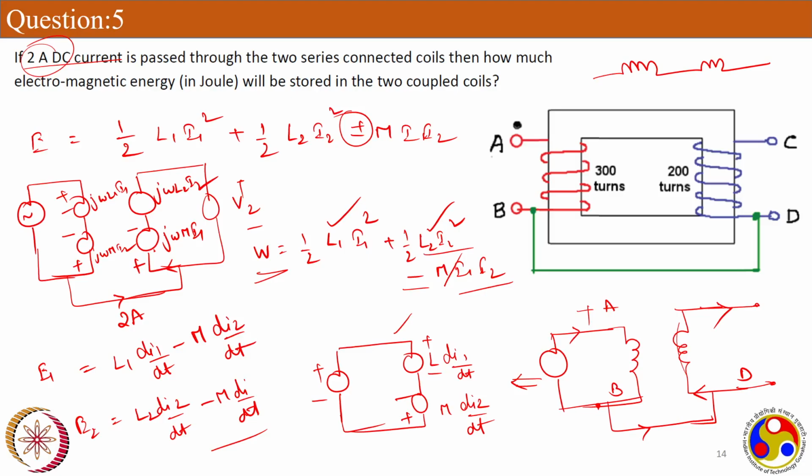In the calculation of the energy, sir, the M I1 I2 comes from the time varying effects. Both L1 di1 by dt and M di2 by dt come from time varying effects only. Now they are series connected, and the current flowing is DC current. So there is no mutual coupling between them. Coupling will always be there. Sir, there is no time varying effect here. The coupling comes from the time varying flux, the change in the flux.